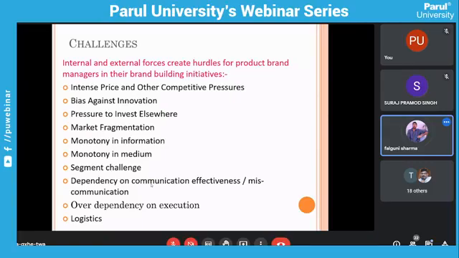7 deadly sins of brand management. So what are the deadly sins of brand management? Failure to fully understand the meaning of brand. Failure to live up to the brand promise. Failure to adequately support the brand. Failure to be patient with the brand. Failure to adequately control the brand.